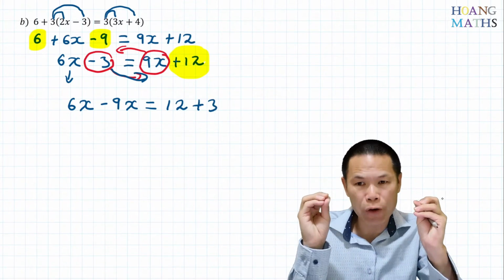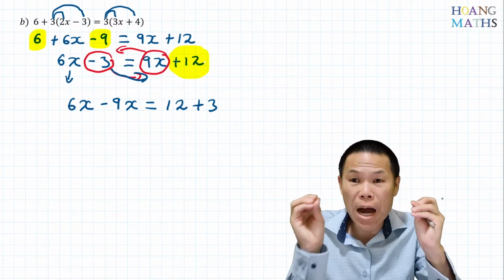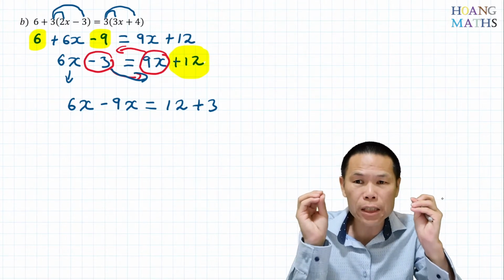So now we just simplify. We have 6x minus 9x. Just think 6 minus 9 is negative 3.